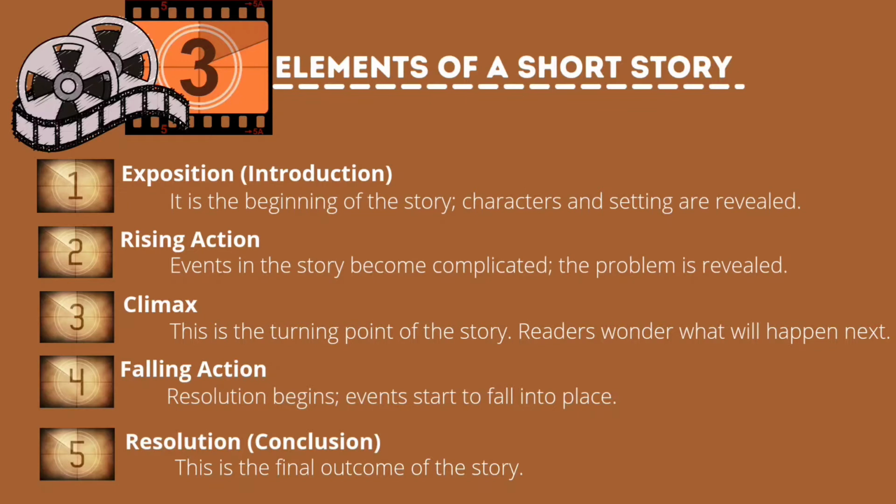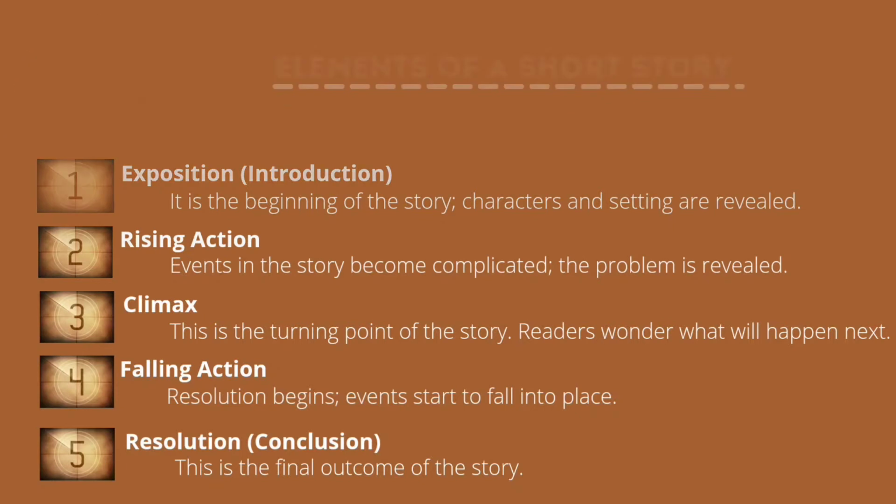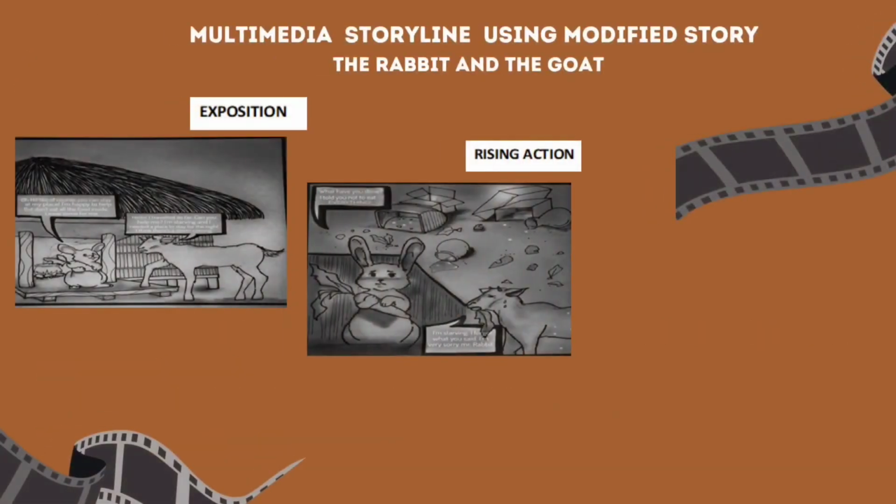And lastly, resolution, or what we call the conclusion. This is the outcome of the story. And those are the 5 elements of a short story that will help you in making your own storyline. This is a sample multimedia storyline using a modified story. The title of this storyline is The Rabbit and the Goat.